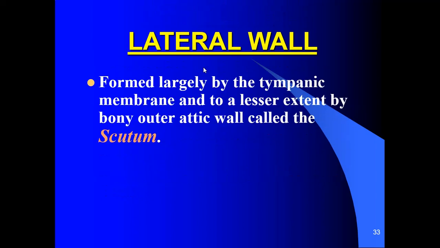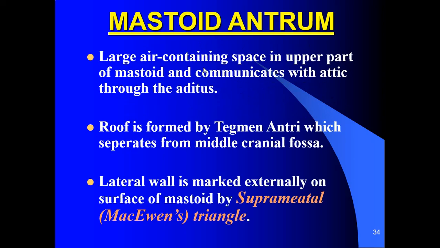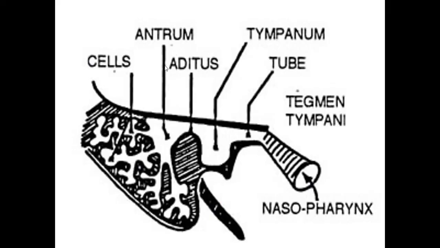The lateral wall is formed largely by the tympanic membrane and to a lesser extent by the bony outer attic wall called scutum. Mastoid antrum. It is a large air-containing space in the upper part of the mastoid and communicates with the attic through the aditus. The roof is formed by tegmen antri which separates it from the middle cranial fossa. The lateral wall is marked externally on the surface of the mastoid by the suprameatal triangle or McEwen's triangle. Here you can see the middle ear cavity communicates posteriorly through an aditus to the mastoid antrum and air cell system.